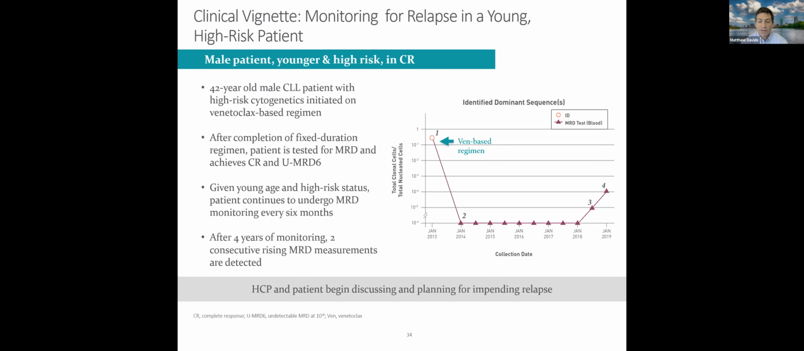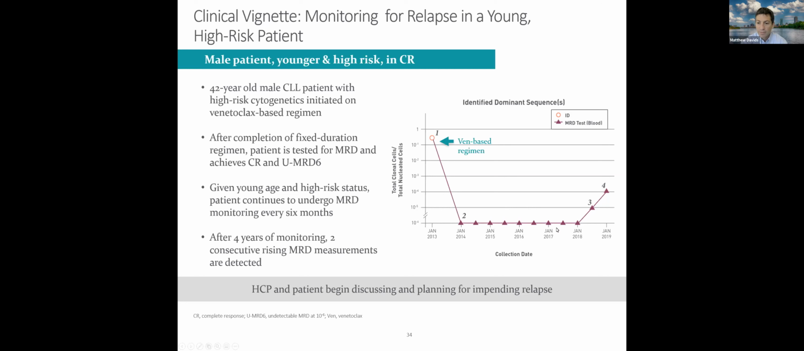His oncologist did send an identification sample for next-generation sequencing, and the patient completed a standard 1-year course of Venetoclax with obinutuzumab, and fortunately was able to achieve this undetectable MRD at the 1 in a million mark. This is time point 2. This patient was very anxious to understand the dynamics of the MRD test and wanted testing done every 6 months. And so you can see several different time points done here.